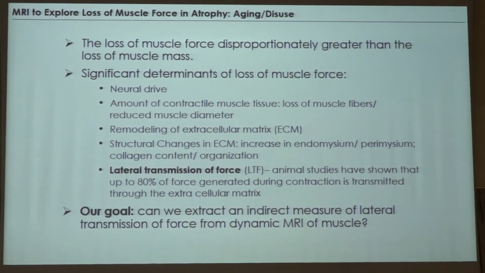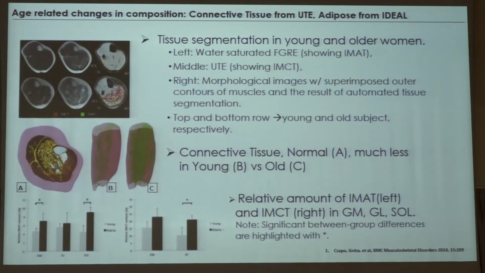There have been animal experiments which have shown that as much as 80% of the force is transmitted through this lateral force transmission. Only 20% is longitudinal, via the longitudinal aspect of the muscle fibers. So one of the aims that we want to focus on is to find a surrogate marker of this lateral force transmission, and we utilize MRI for that purpose.